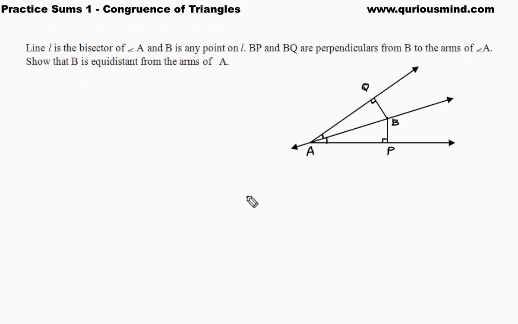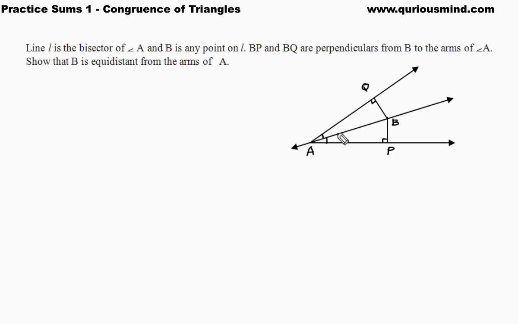Line L is a bisector of angle A and B is any point on line L. BP and BQ are perpendiculars from B to the arms of angle A. Show that B is equidistant from the arms of angle A. Now, to show something is equidistant from a line, we need to drop a perpendicular, and we already have a perpendicular. So that means what we have to show is BP is equal to BQ. So let's look at this. We know this angle is equal. We know this angle is equal. We know this is a common.